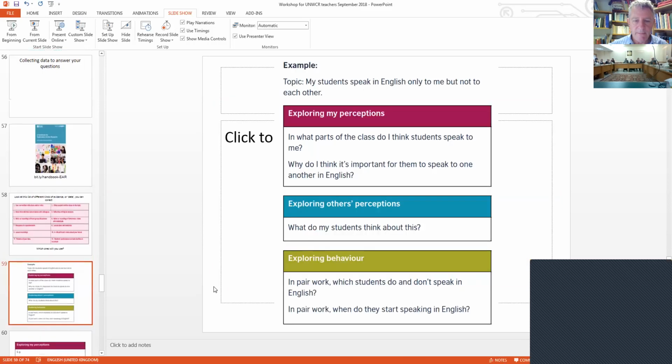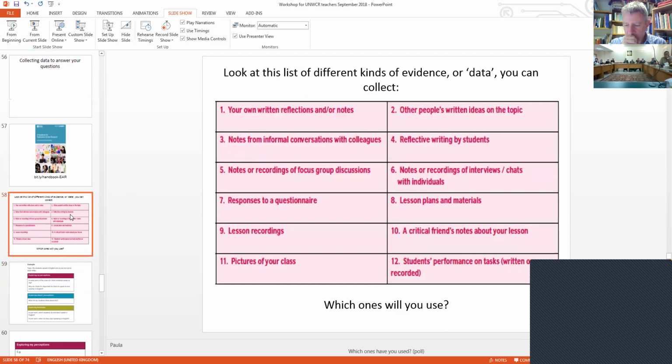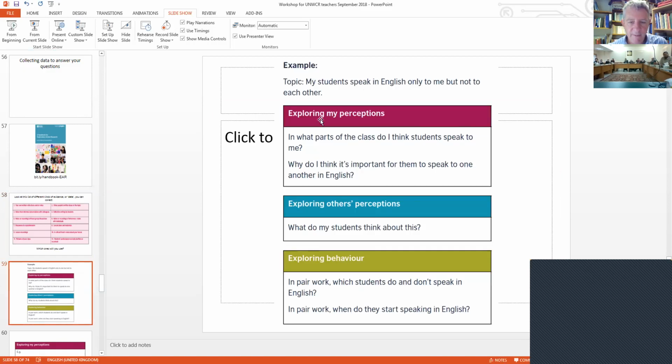Let's have an example. Go back to this example. My students speak in English only to me but not to each other. Exploring my perceptions: in what parts of the class do I think students speak to me, or why do I think it's important for them to speak to one another in English? From here, which ones do you think would be useful? Maybe shout out numbers. Which ones would be good for this question? My perceptions.